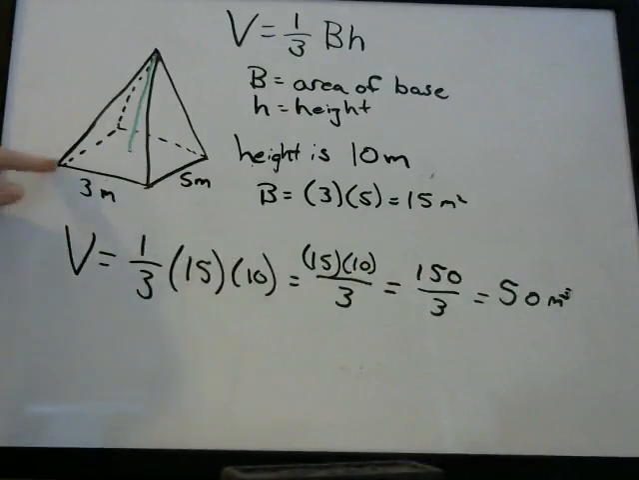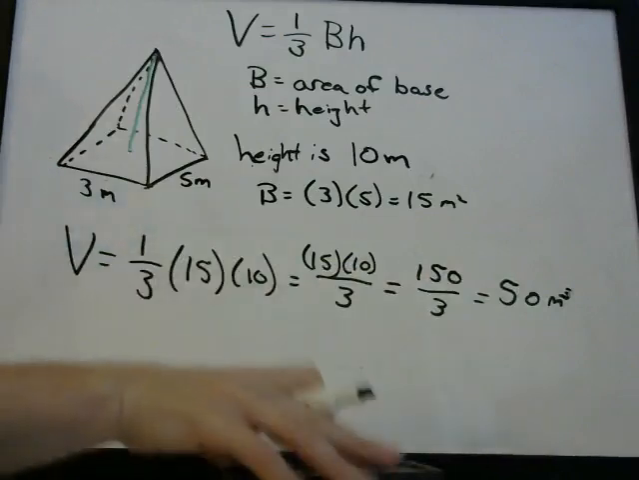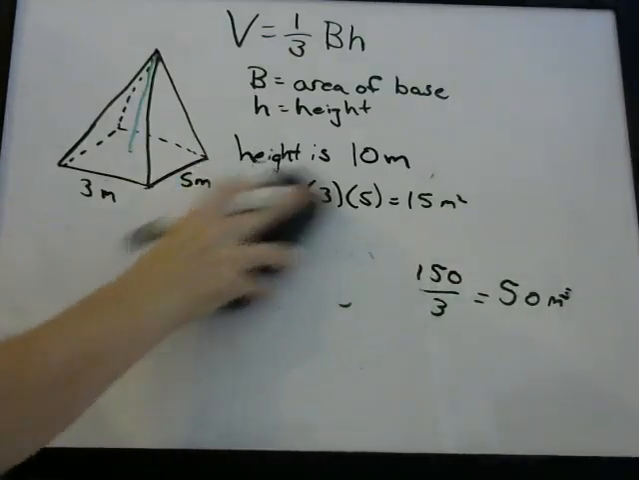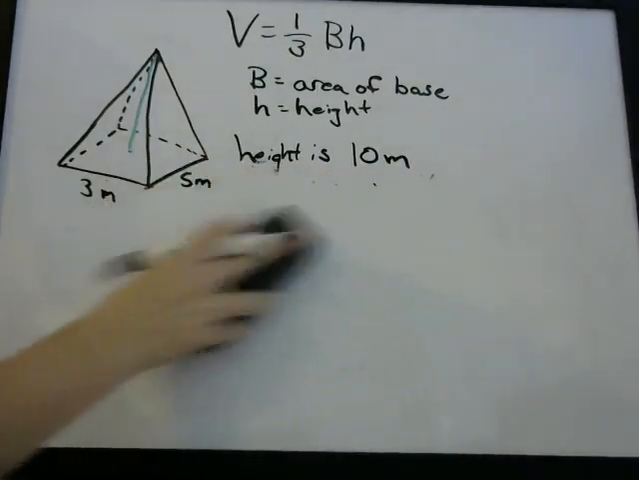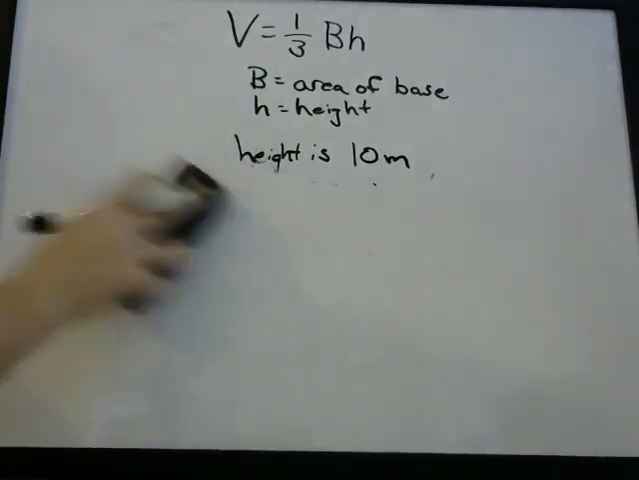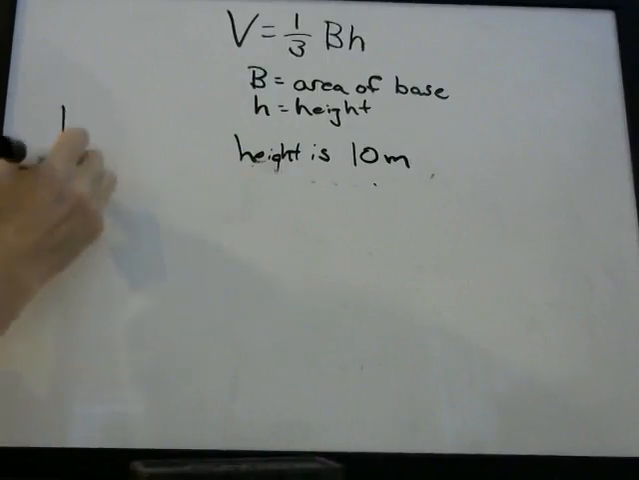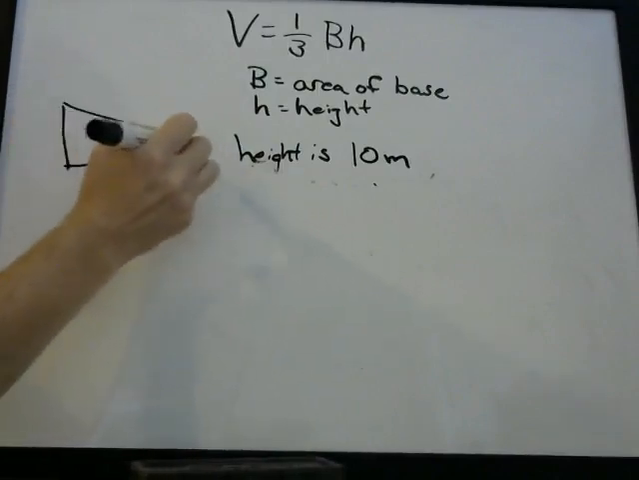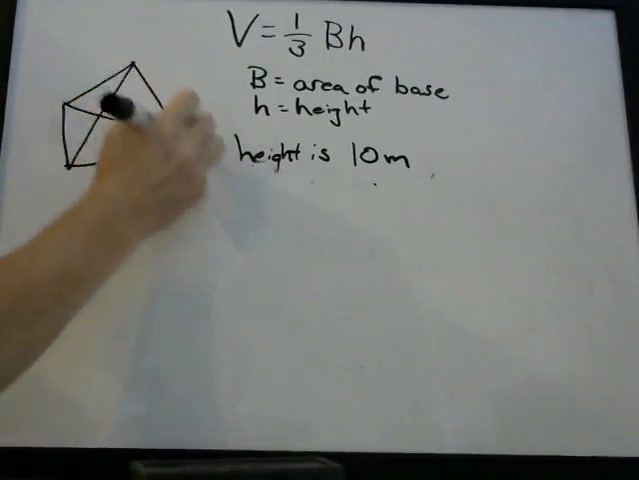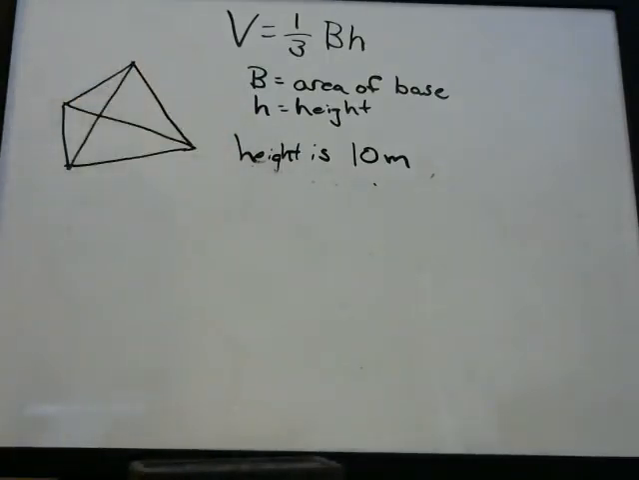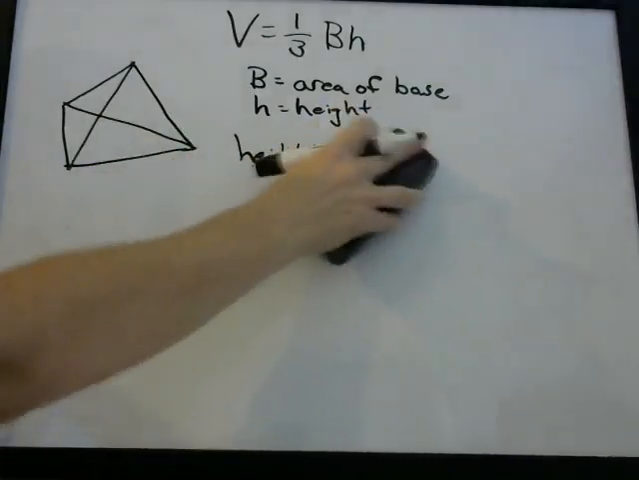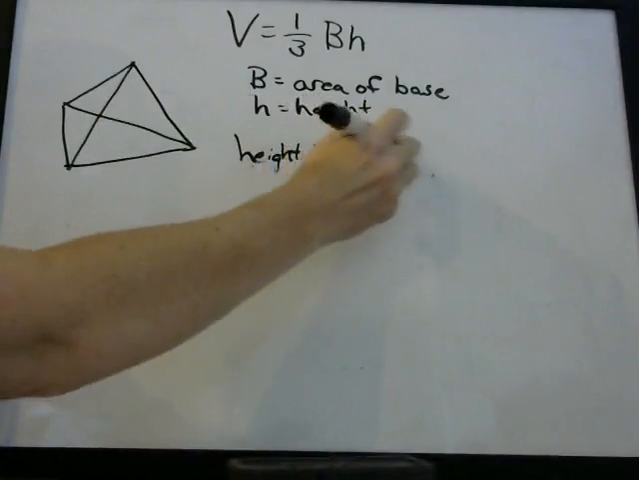Okay, let's say we don't have a rectangle or a square, but we have a triangle base. I will attempt to draw this. So let's say we have a pyramid whose base is a triangle. And they're saying, for this problem, we'll say the height is 8 feet.